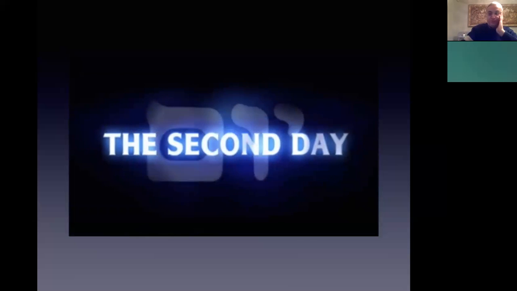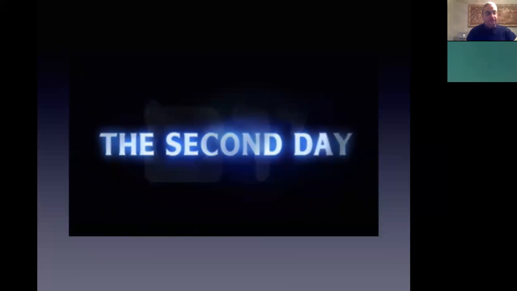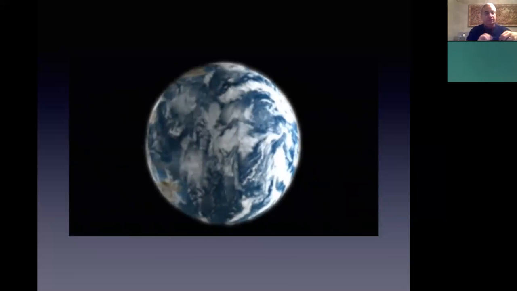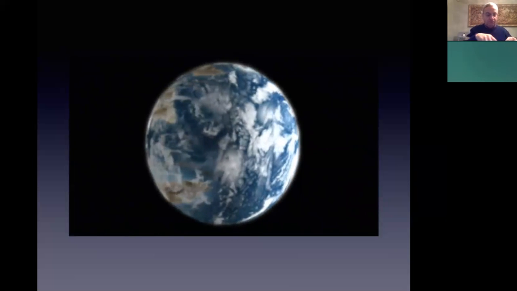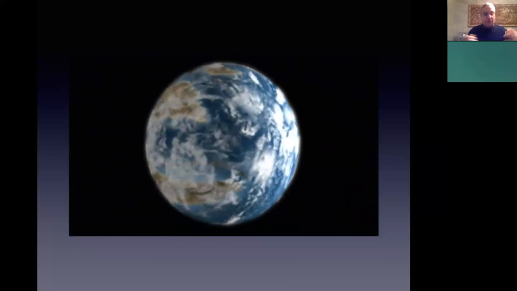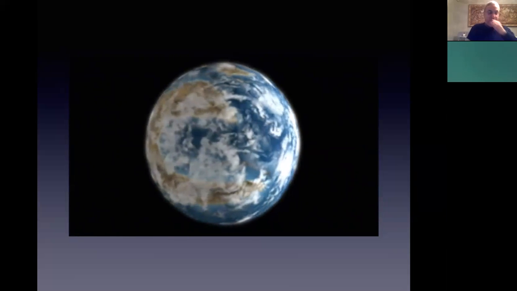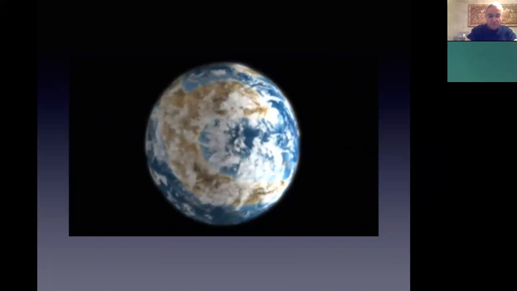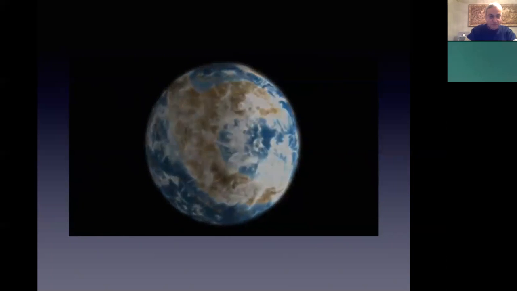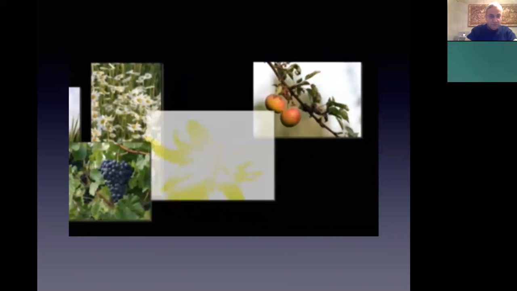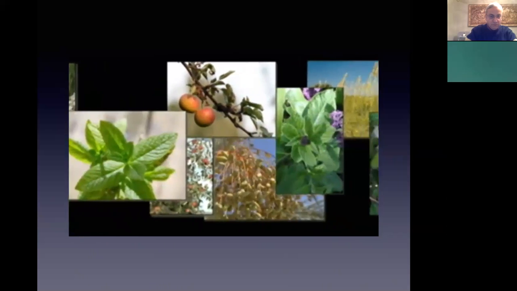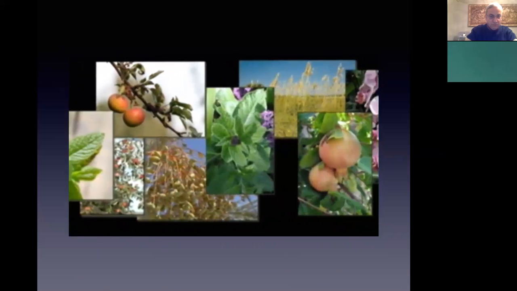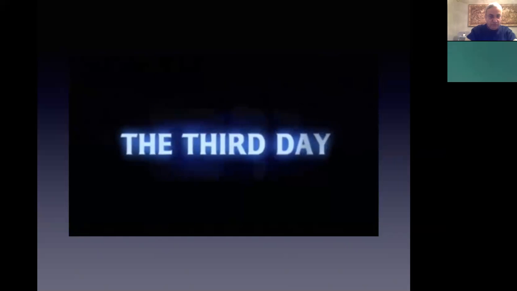And God said, let the waters under the heaven be gathered together into one place, and let the dry land appear. And it was so. And God called the dry land earth, and the gathering together of the waters he called seas. And God saw that it was good. And God said, let the earth bring forth grass, the herb yielding seed, and the fruit tree yielding fruit after its kind, whose seed is in itself upon the earth. And it was so. And the evening and the morning were the third day.